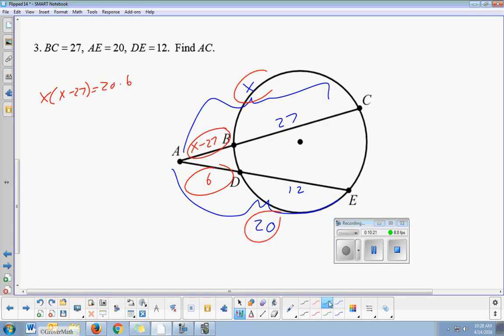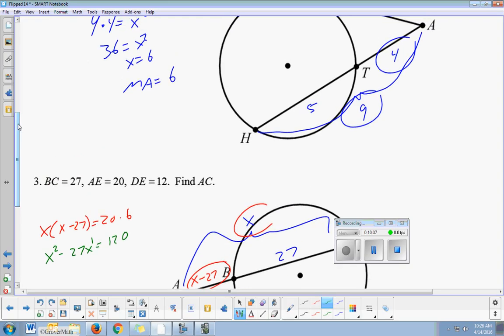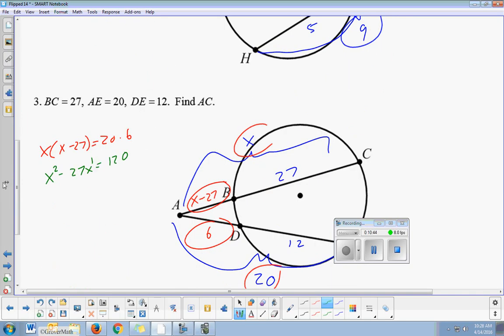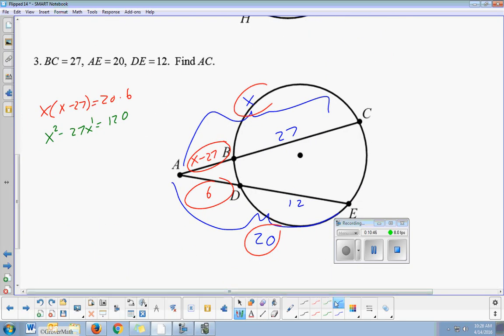And this is going to be a little bit of algebra here because this is going to be x squared minus 27x equals 20 times 6, 120. And at this point, you can't solve for x when you have an x squared and an x to the first. See, here we had an x squared, and we just did square root of both sides. That's not going to work if you also have an x to the first in there. So when you see that happen, you need to set it equal to 0 on one side. So I got to subtract 120 over and factor.